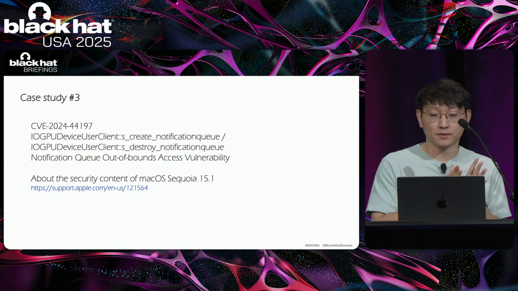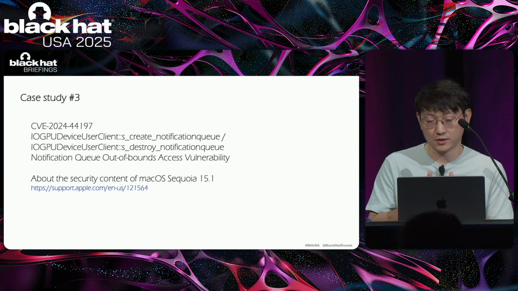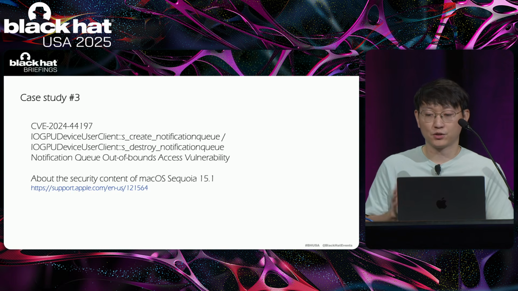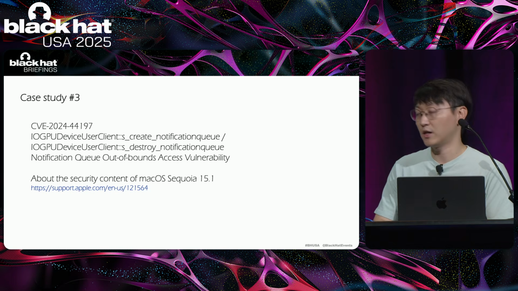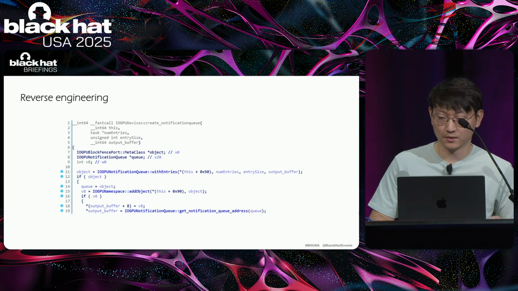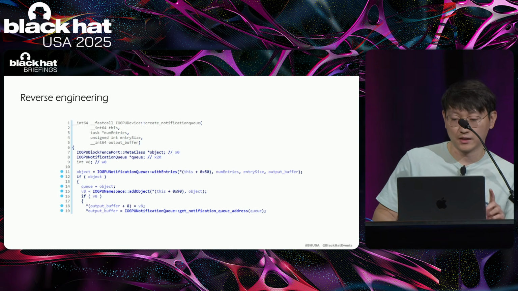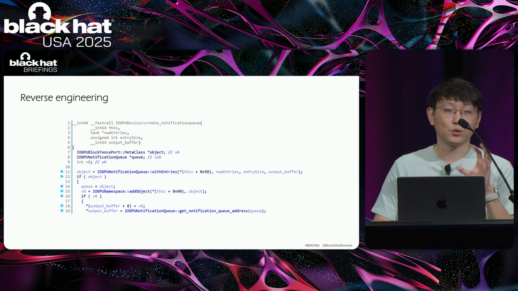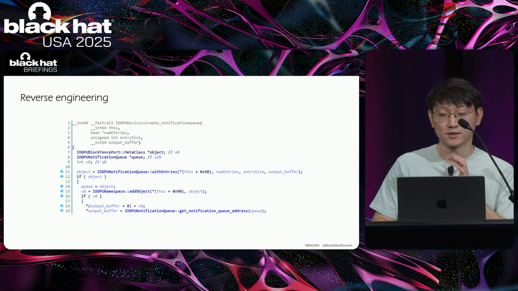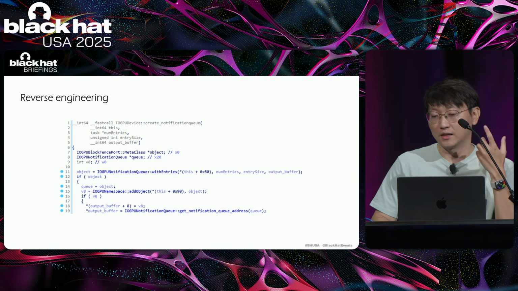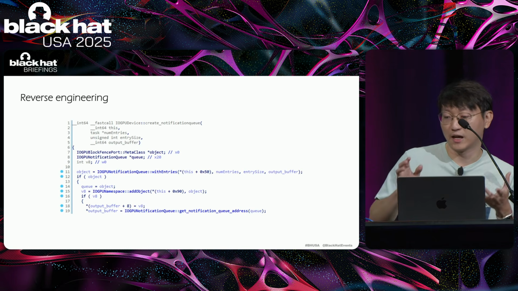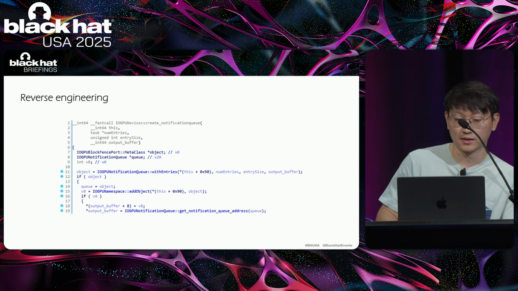So regarding the bugs we found in Apple's own GPU module, the first one I would like to share relates to the GPU's notification queue mechanism. When reverse engineering the interface, we found this particular function, create notification queue, which accepts two critical parameters from the user with insufficient sanitization: the number of entries and the size of the entries, which will lead to out-of-bound access.